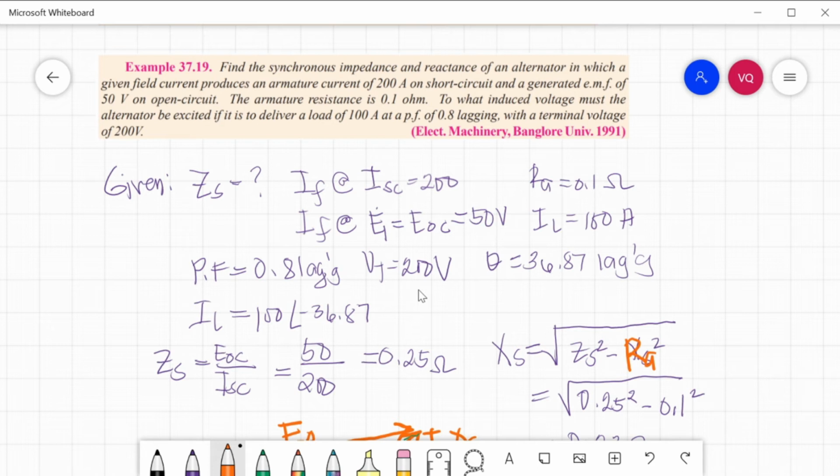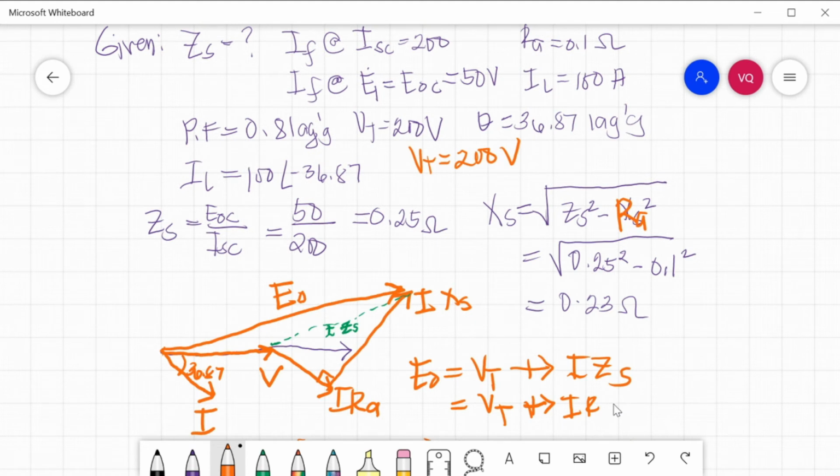Therefore, we can solve EO now, which will be equal to the terminal voltage plus the vectorial sum of the drop in ZS. Or you can solve this by terminal voltage plus IRA plus IXS. So, it's the same.